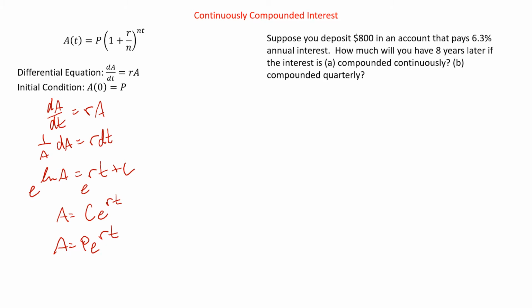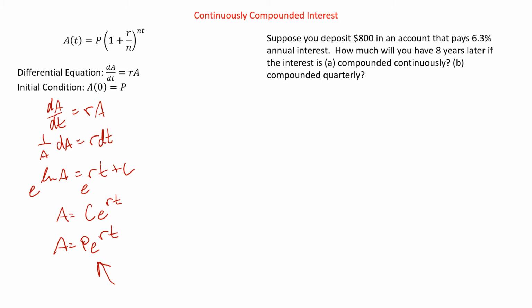So we'll keep using it. Let's suppose we have $800 in an account that pays 6.3% annual interest. How much will we have 8 years later if the interest is compounded continuously or compounded quarterly? We just plug it into the equation. Compounded continuously, that's this one, because it's the area under that curve. It doesn't matter, the n is infinite.